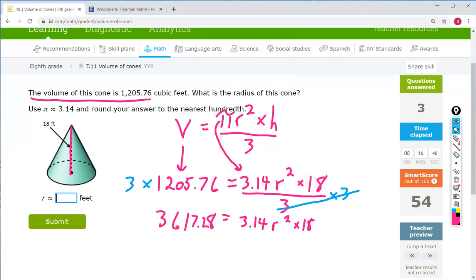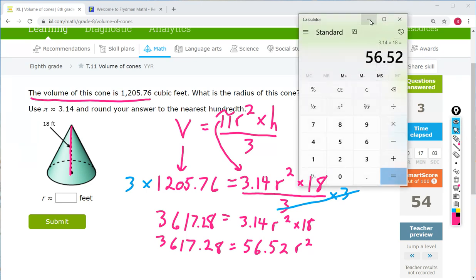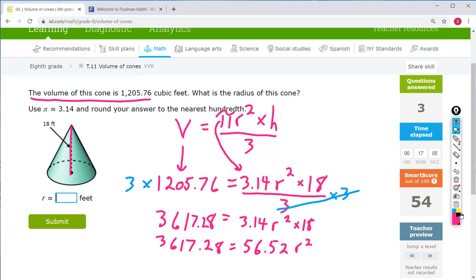So we have 3617.28 equals 56.52 r squared. I hope I copied that correctly. Was it 56.52? Yeah. So then what I can do to get rid of this 56.52, I'm going to divide both sides by 56.52.